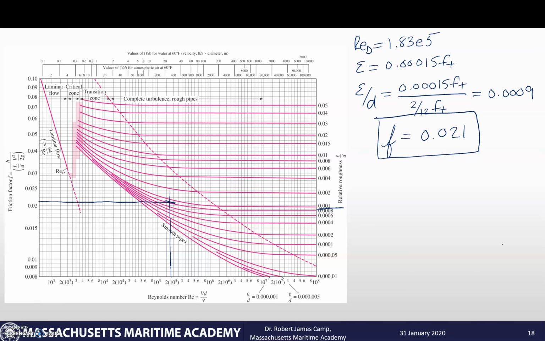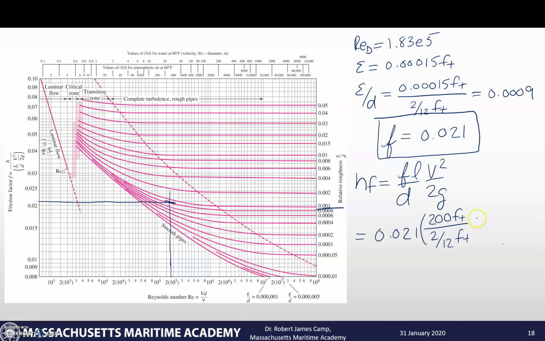So now that I have what my Darcy friction factor is, I can go back to the Darcy-Weisbach equation and calculate out what my head loss is. So the head loss due to friction is FL over D, V squared over 2G, with F being 0.021. The length of my pipe given in the problem was 200 feet. 2/12 of a foot. Once again, got to make sure that everything's broken down to where the units will cancel correctly.